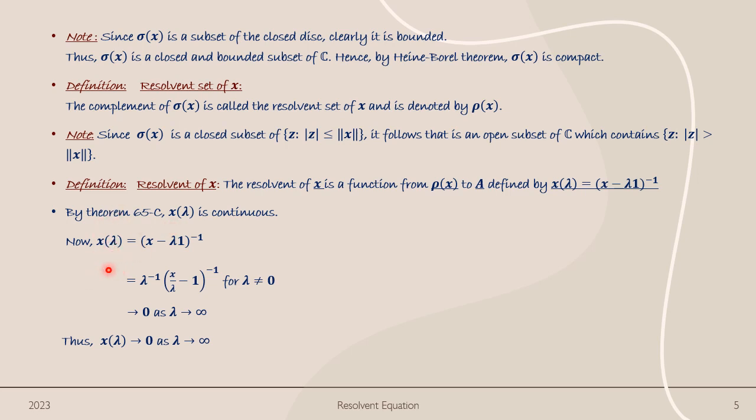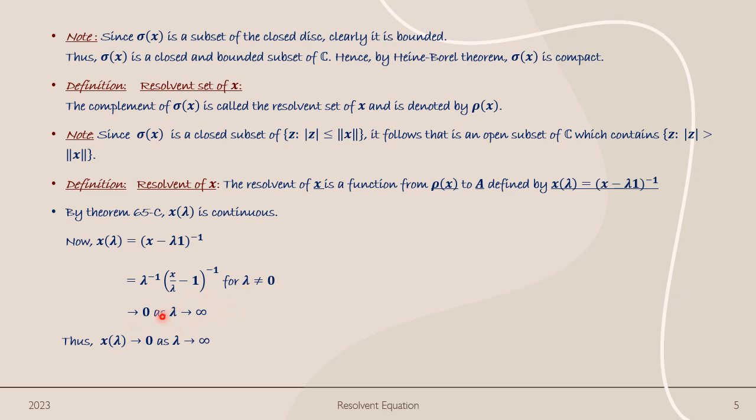Now x of lambda equals (x minus lambda 1) power minus 1. Take lambda outside. It will be lambda power minus 1 times (x by lambda minus lambda by lambda), which is (x by lambda minus 1) power minus 1, for lambda not equal to 0. Here 1 by lambda is a constant, whereas this part is a vector. So it is a scalar multiple of a vector.